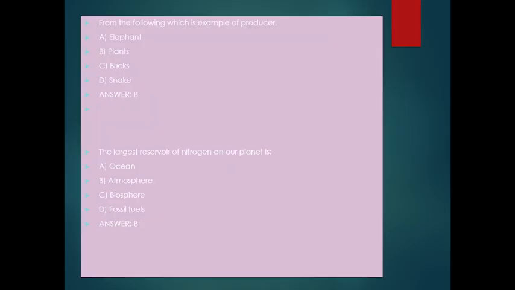Whatever the others are examples of producers, in a particular food chain in which the food is produced.